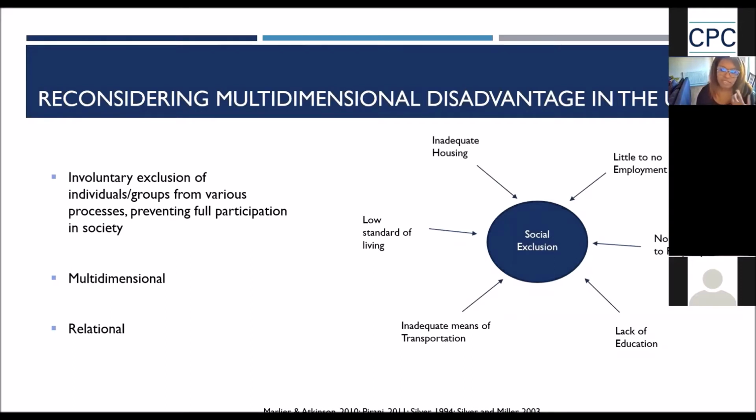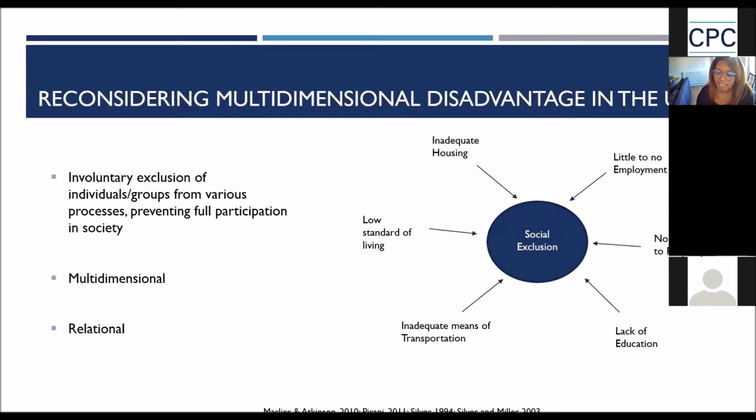Now, poverty in its traditional notion is one of the many causes of social exclusion, but it recognizes that there are many other causes, and as such, it's a multidimensional concept. This multidimensional characterization of social exclusion considers the various ways in which disadvantage operates to circumscribe the opportunities and life chances of individuals and groups in society.